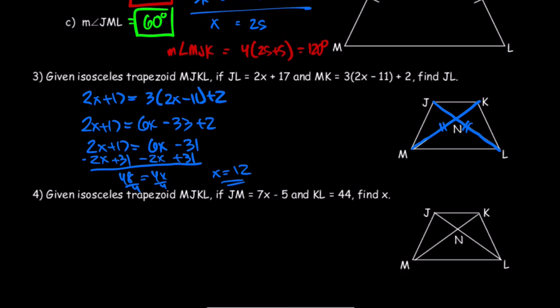The question wants you to find JL. Okay, well, JL is going to be 2 times x, so 2 times 12 plus 17. Throw that into your calculator, and I got 41.